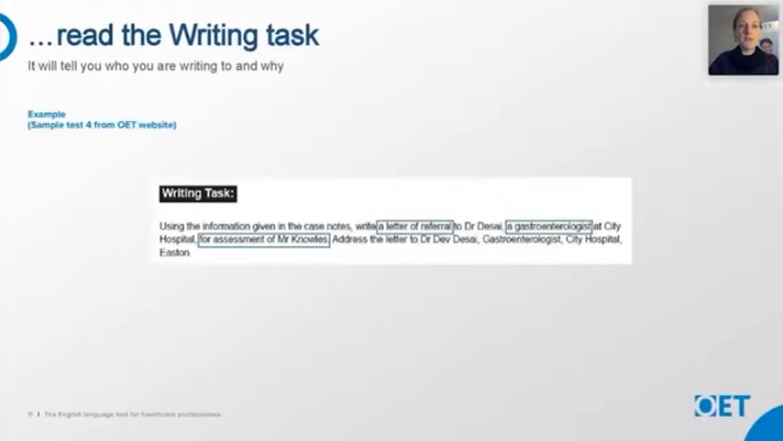So here's an example writing task for medicine. And without reading anything else from the case history, just from reading this writing task, we now know we are writing a letter of referral, or you might be more familiar with it as a letter of consultation or introduction, however you like to think of it. We're writing to a gastroenterologist, and we're requesting assessment for our patient, Mr. Knowles.